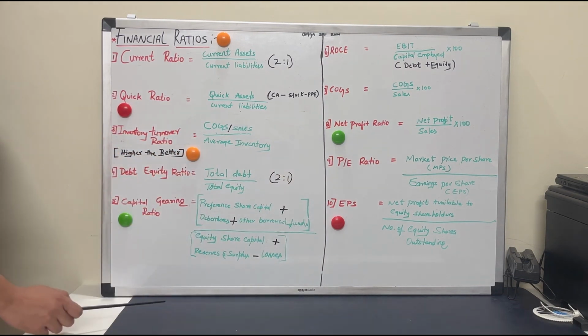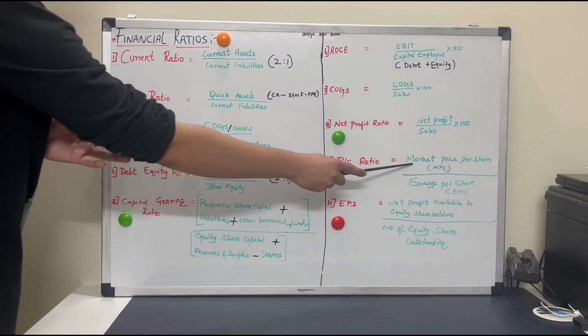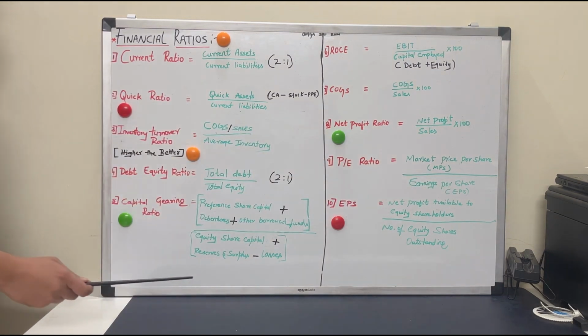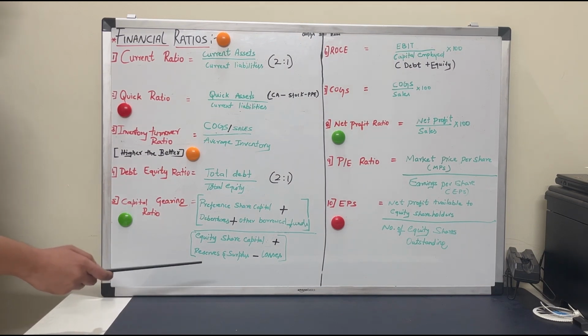Now this is one of the unique ratios also used by all the investors to take decisions before investing in shares. The formula is MPS, or market price per share, divided by EPS, or earnings per share. Now market price per share keeps on fluctuating as compared to its face value, and earnings per share also keeps on changing depending on the total earnings and number of shares. This ratio is also one of the major parameters used by investors, and also the business.